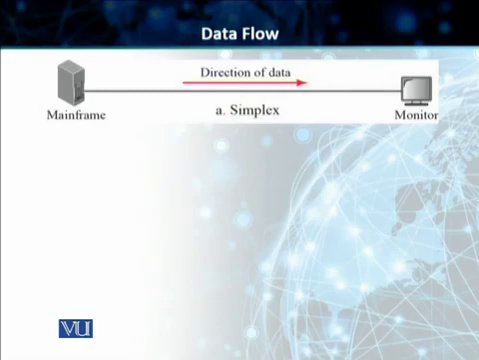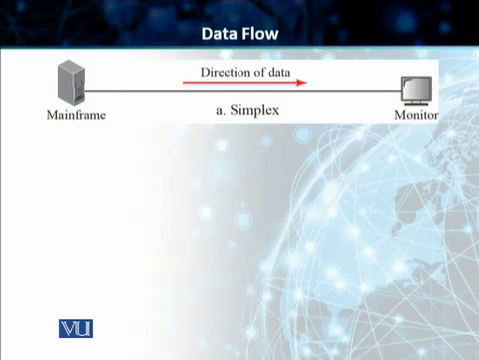Students, the first mode is the simplex mode. As you can see in the figure, the direction of data is unidirectional. It's only in one single direction. Think about it as a one-way road. Only one of the two devices can send data on this road, and the other one listens. As you can see, the mainframe sends the data to the monitor. The monitor will never send any data back to the mainframe. Students, keyboards are an example. Keyboards are only used to send data, and never receive data. So the direction of data from a keyboard to the monitor is simplex, or unidirectional.